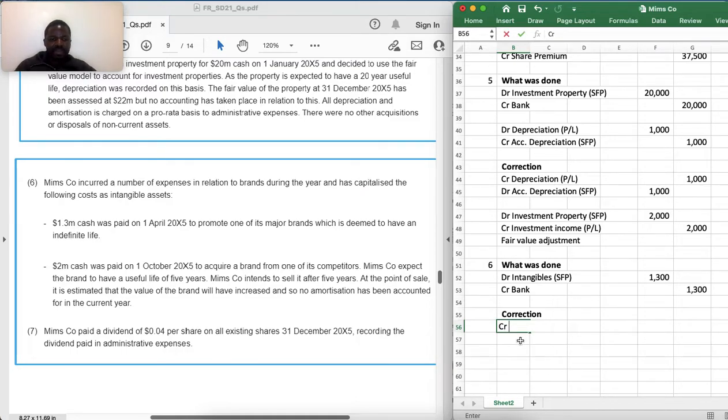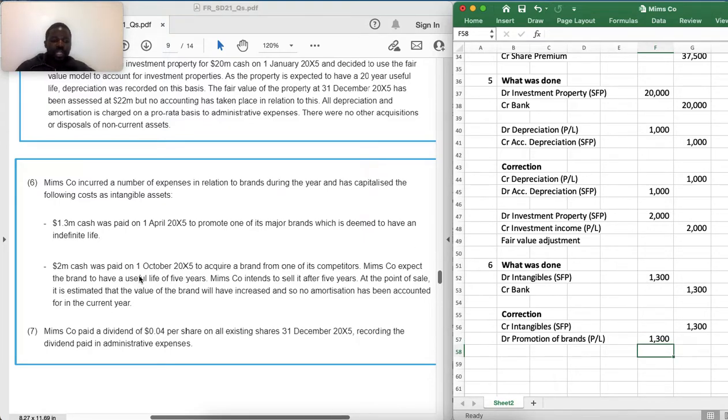So we credit intangibles in the statement of financial position with 1,300 and debit promotion of brands in the statement of profit or loss 1,300. We have made the correction.